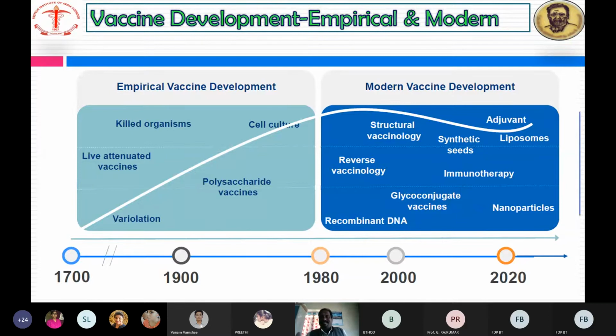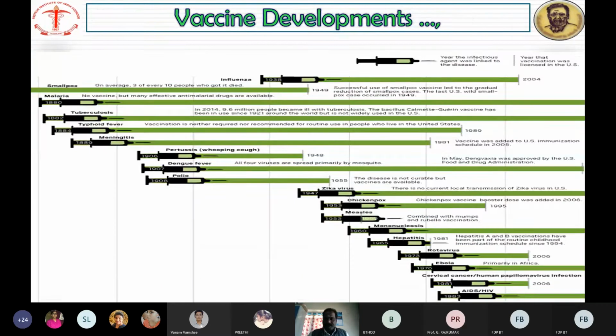And next is synthetic seeds vaccine and immunotherapy, especially for cancer patients. And next is nanoparticles. Nanoparticle adjuvant liposomes are used for drug delivery or vaccine delivery, or nano vaccine delivery, either nasal based, oral based, or transdermal based. So these are the different things used in modern vaccine development.